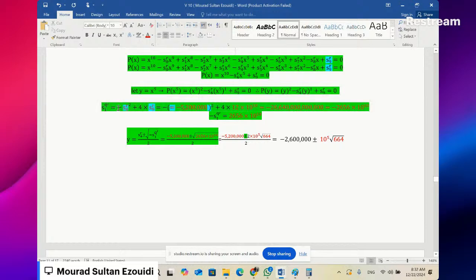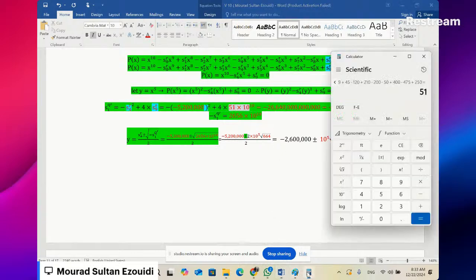I will use the discriminant formula. S1 of order q dash equals negative s4 over r squared plus 4 times s9 over r. This comes from the formula of Mr. Mourad Sultan Ezouidi, and you will see this is the opposite of the quadratic formula that you already know. So it will be negative, this is a negative sign, negative 5,200,000 squared plus 4 times 51.